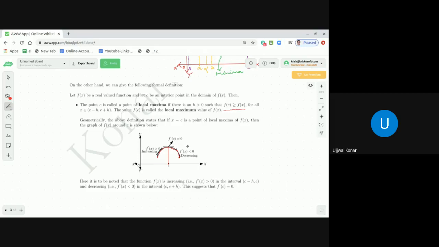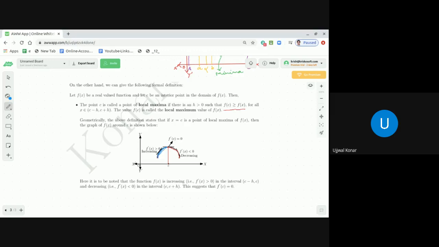Now on the left hand side of C, if I draw in a different color, in blue color, the function is increasing to the left of C. That is why f dash x is greater than 0.